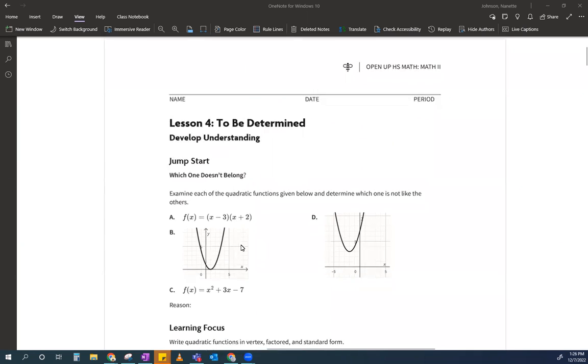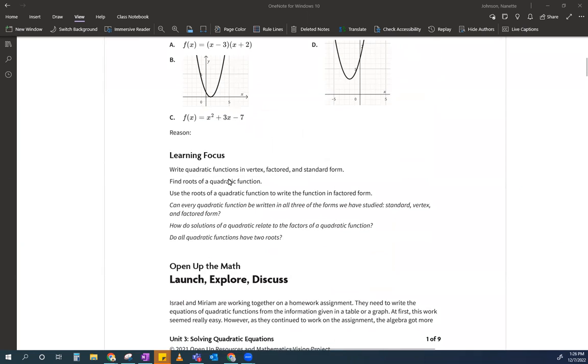It says today what we're going to be able to do is write quadratic functions in vertex, factored, and standard form. We already know how to do that, right? We're going to be able to find roots of a quadratic function. We already know how to do that. We can use the root of a quadratic function to write the function in factored form. I think you can figure this one out, but we haven't technically done that. But I know if you thought about it, you'd be able to figure this out too.